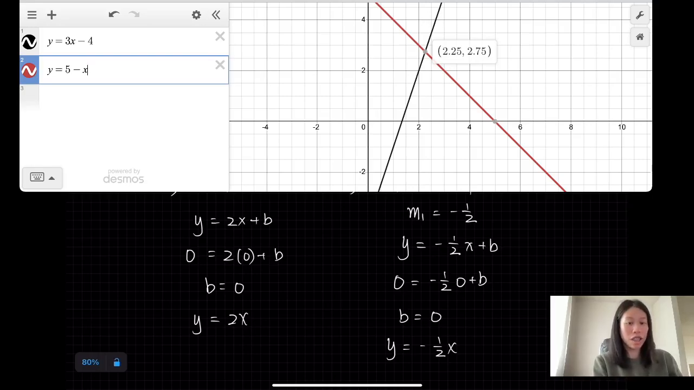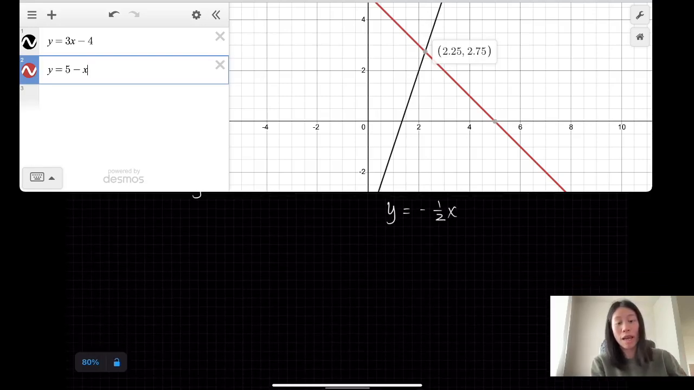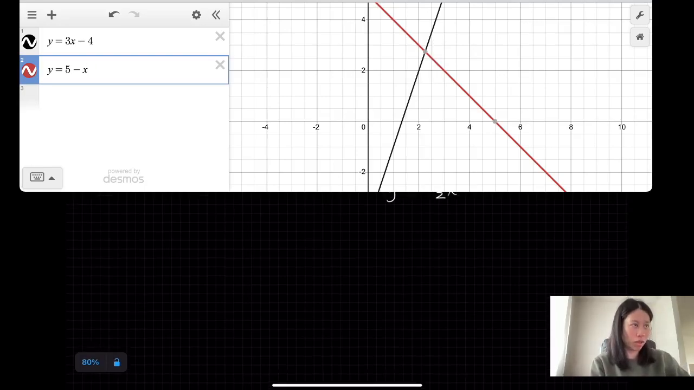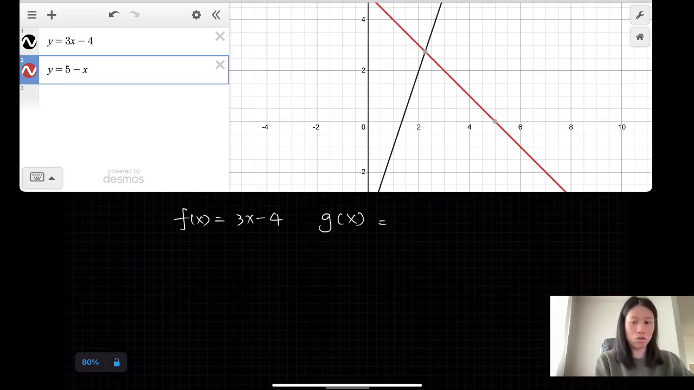Well, if they intersect, that means the point (x, y), which is (2 1/4, 2 3/4), is going to be on both lines, right? So in general, how do we find that? Here are the steps. To find the intersection, I have 2 lines, f(x) equals 3x minus 4, g(x) equals 5 minus x.